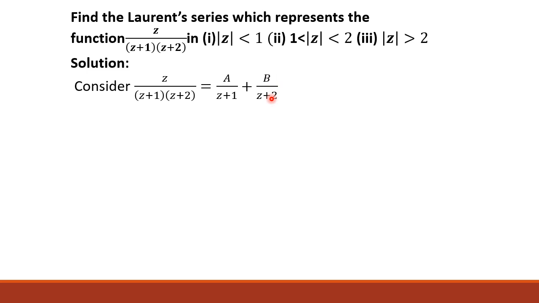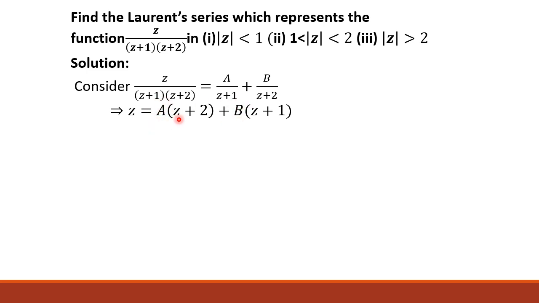Now take the LCM. The right hand side LCM is (z plus 1)(z plus 2). Now cross multiply, we get a into (z plus 2) plus b into (z plus 1). Now cancel the denominator, we get z equal to a into (z plus 2) plus b into (z plus 1). In the next step, we want to find out the values of the constants a and b.